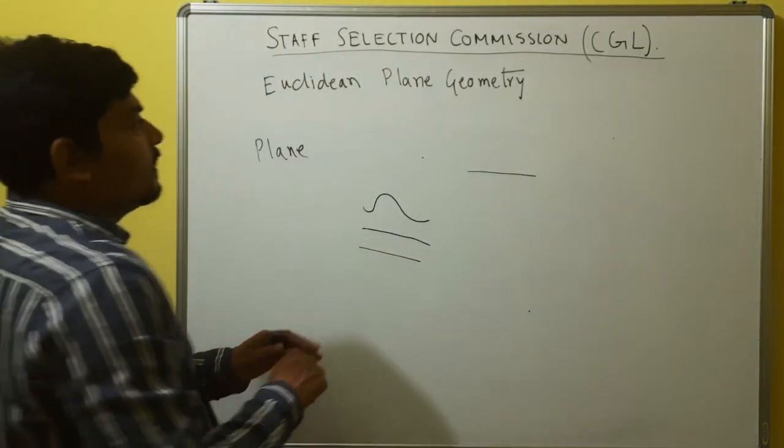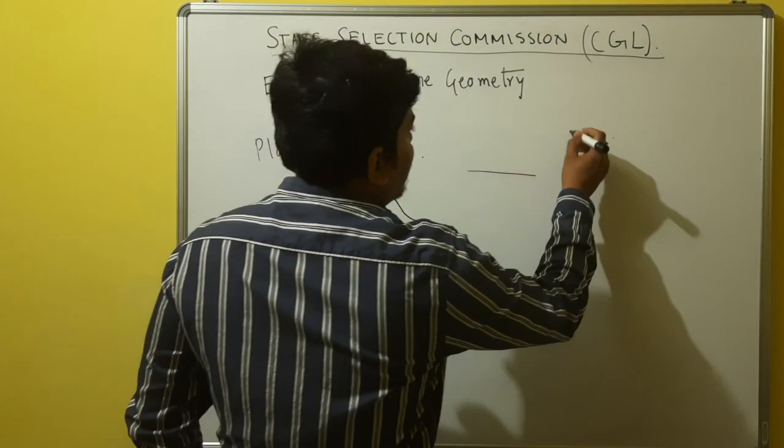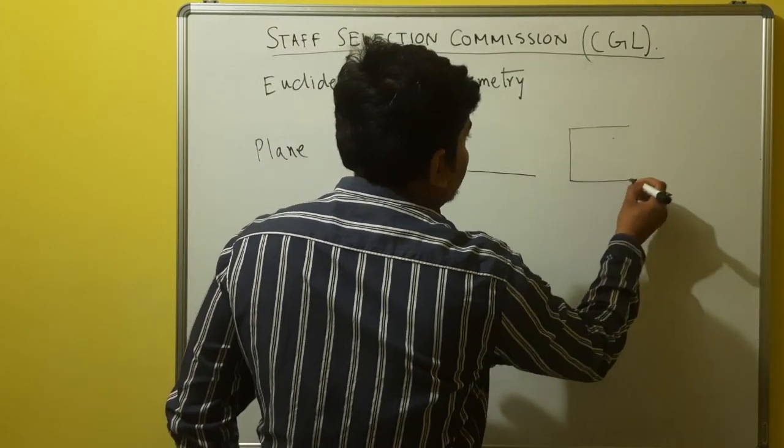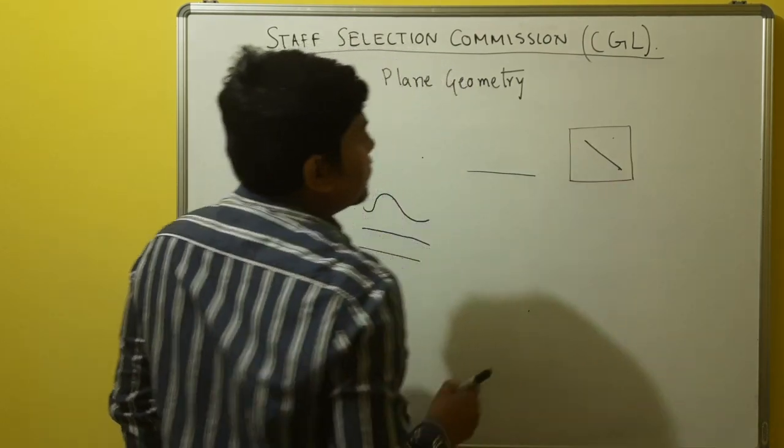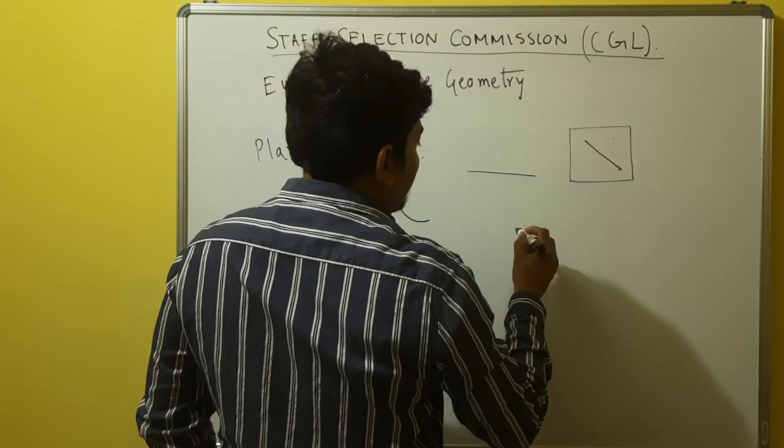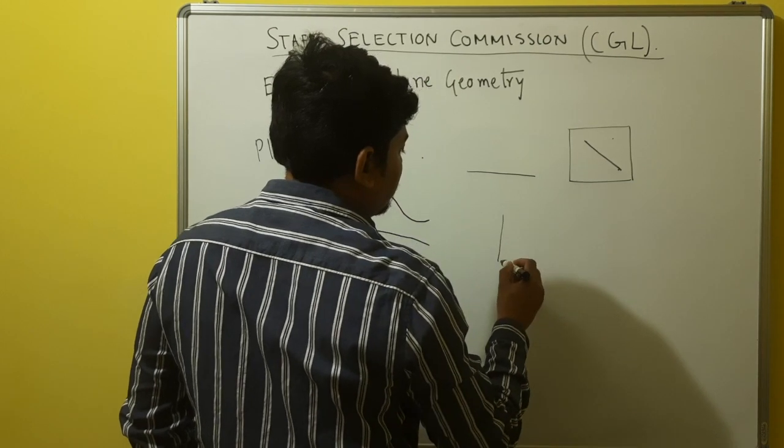You get me, right? Let's say you have something like this. So you draw 2 points over here. So this is a plane. Now you have a surface like this.